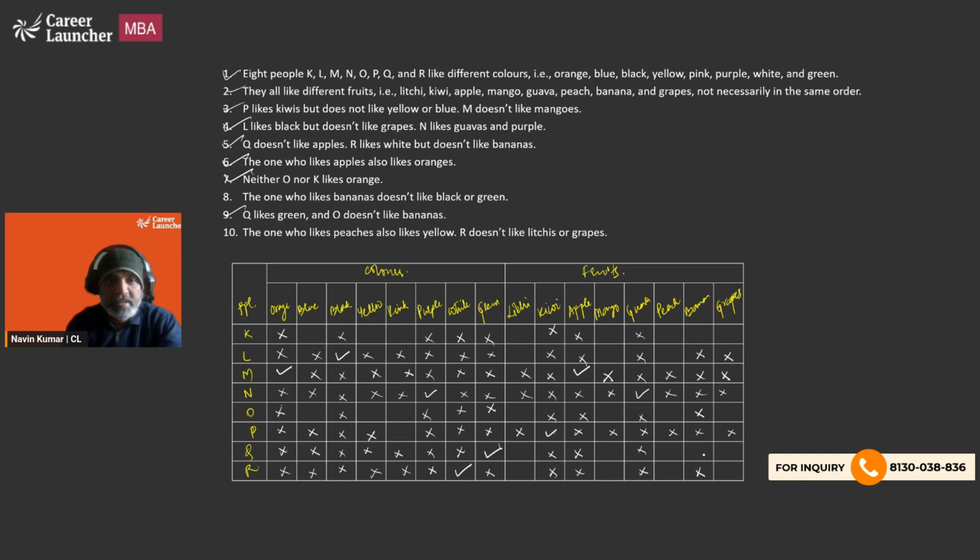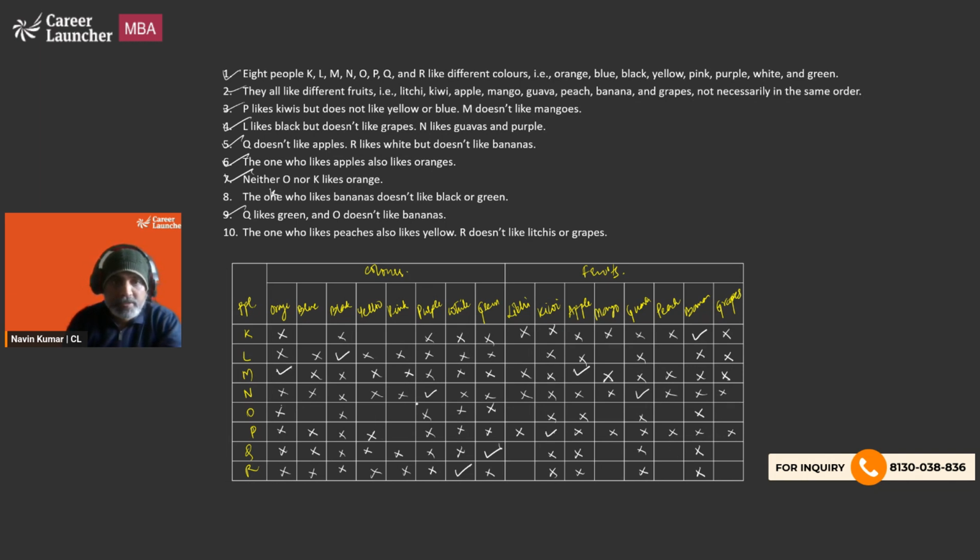Okay. And the next person is Q. If he likes bananas, then he already likes green. So Q cannot be the guy who likes bananas because he already likes green. So the only possibility for banana is going to be here. So it's going to be K. K is the guy who likes bananas, and he doesn't like black or green. So once that is done, we can strike out this part as well.